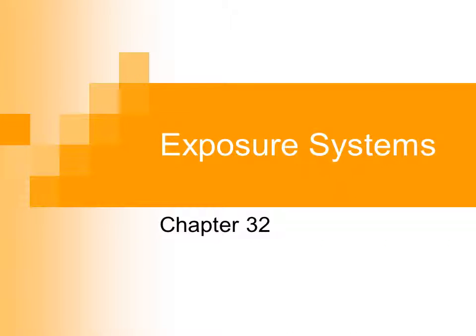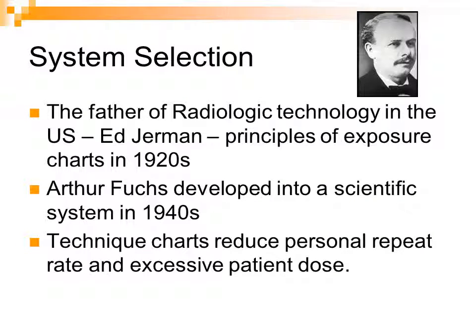Exposure Systems, Chapter 32. System Selection. The father of radiographic technology in the U.S. was Ed Germain. Principles of exposure charts were available in the 1920s. Arthur Fuchs developed them into a scientific system in the 1940s. Technique charts reduce personal repeat rate and excessive patient dose.